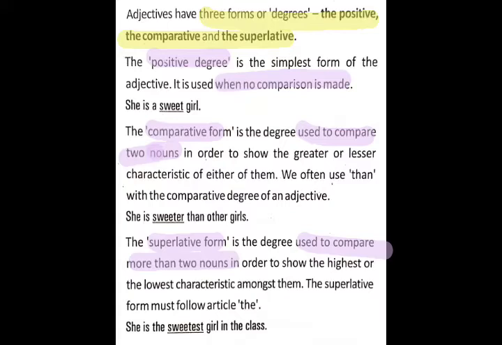And last is the superlative form or the superlative degree, which is used to compare two or more nouns in order to show the highest or the lowest characteristic among them, and it is followed by the article the. So when we are comparing more than two terms and we are trying to find out the highest characteristic or the least characteristic, then we use superlative form. For example, she is the sweetest girl in the class. Here we are comparing her to each and every other girl in the class.